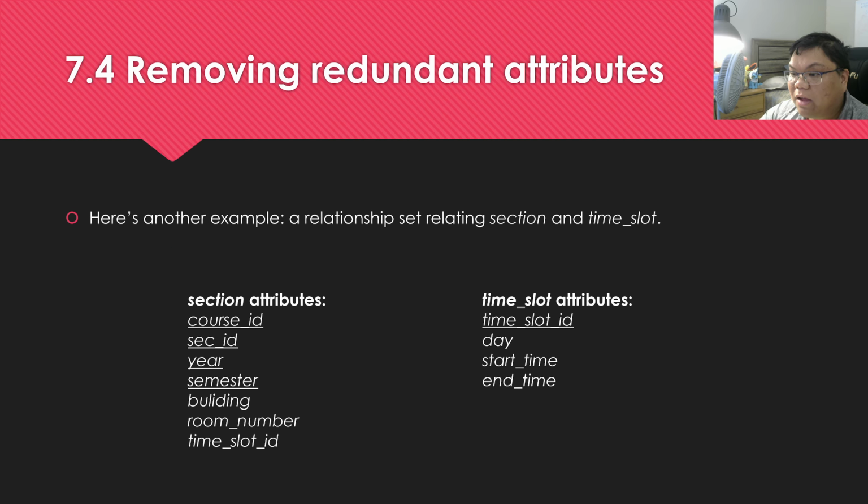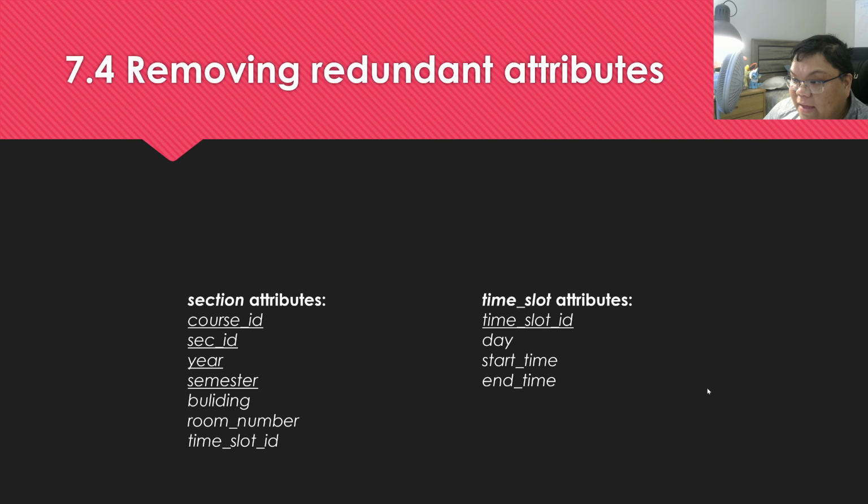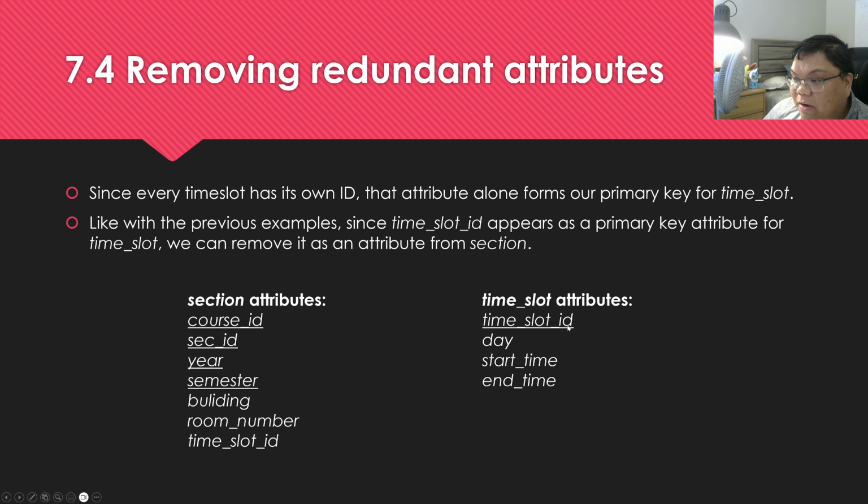Here's another example of a relationship set relating sections and time slot. So section has all these attributes: course ID, section ID, year, and semester. Those are 4 different attributes that form the primary key for section. And for time slot, we have time slot ID, day, start time, and end time. Because time slot ID is already a primary key attribute for time slot, when we form a relationship set between section and time slot, we can find time slot here, we can cross that out.